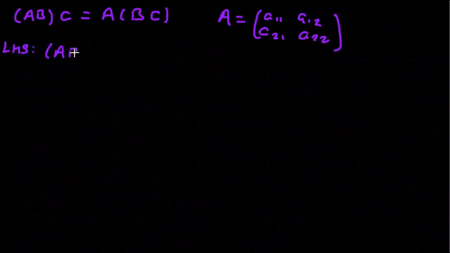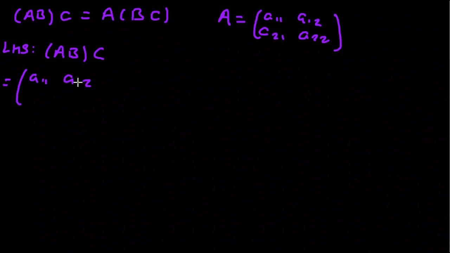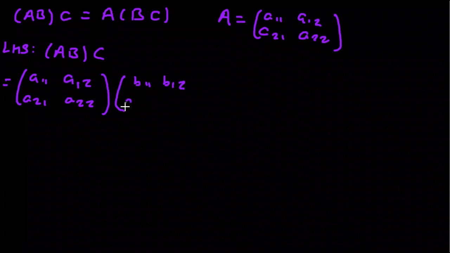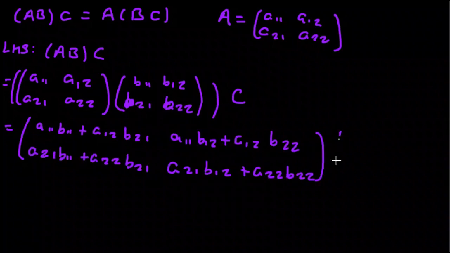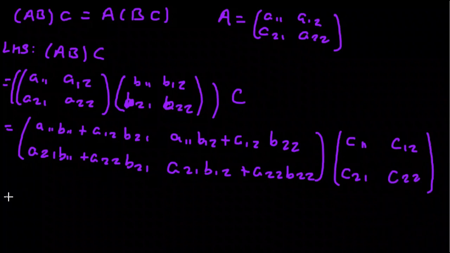and we're going to get that AB multiplied by C is equal to the matrix A11, A12, A21, A22 multiplied by B11, B12, B21, B22, and then we're going to be multiplied by C afterwards, but we're going to do this multiplication first. So we're going to get A11 B11 plus A12 B21, and that is going to be multiplied by the matrix C11, C12, C21, C22. Okay, we multiply this out.